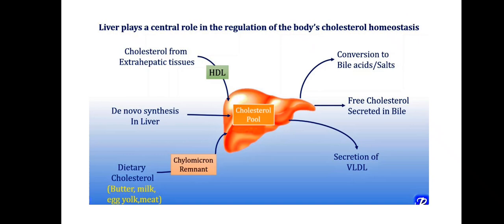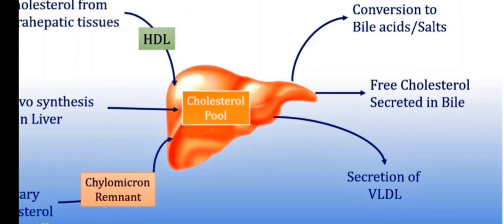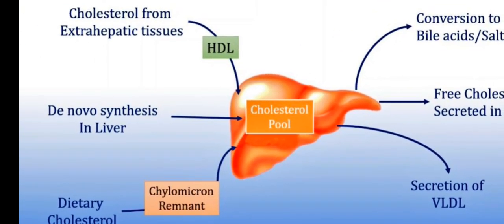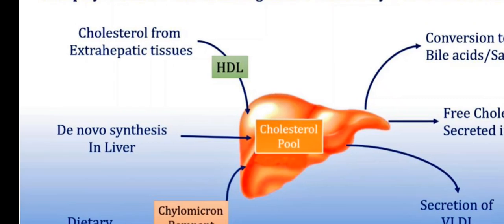So, what is this picture trying to tell us? We've said that cholesterol synthesis is a process of forming cholesterol from acetyl-CoA. And then we've talked about how acetyl-CoA can be shuttled from the mitochondria into the cytoplasm. Now, if we're talking about the liver, there are different ways in which the liver can obtain cholesterol.